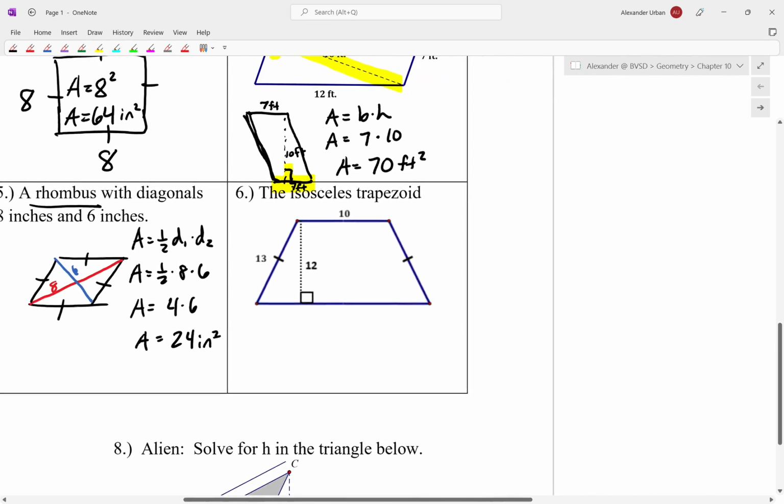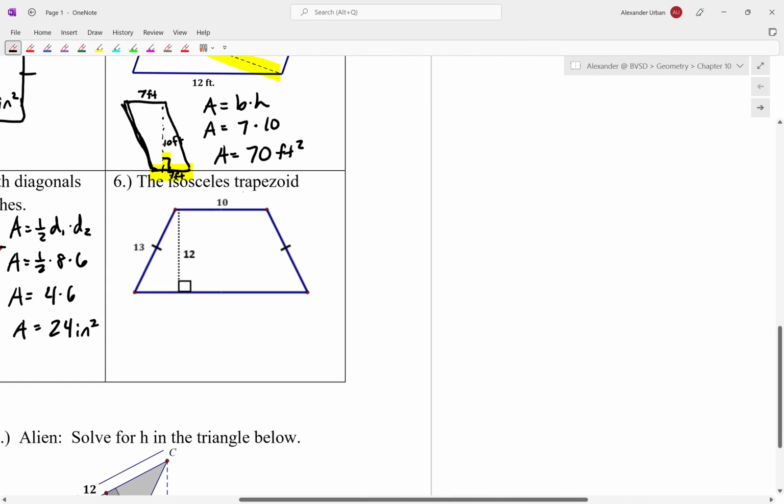Our last problem for number 6 in the boxes is that we are dealing with the trapezoid. And the trapezoid's area is always going to be 1/2 times the height times the bases added together. The problem with this is that we do not have our second base. We have our first base, but not our second one.